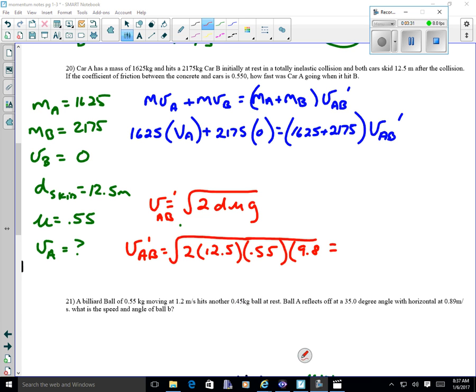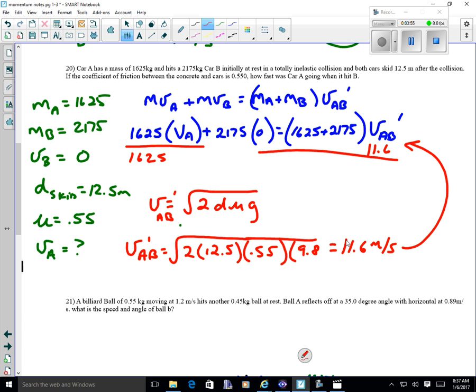Is that your answer, though? No. You have to plug that back in up here. Instead of rewriting it, we'll just put a little 11.6 down here. Now we have to figure out the velocity of car A by dividing both sides by 1625. And so my velocity of car A before the collision ends up equaling 27.1 meters per second. Kayla, go ahead and give yourself that extra credit point.